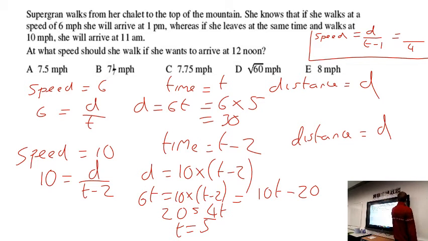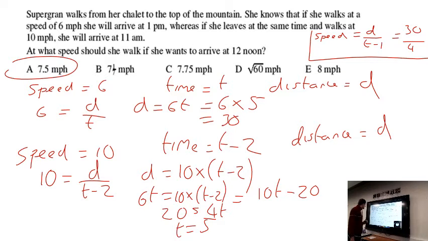Okay. So now we've got what d is. It's 30. So 30 divided by 4 is 7.5. So here it's going to be 7.5 miles per hour. So speed is equal to 7.5 miles per hour.